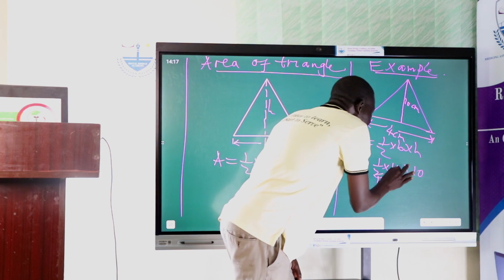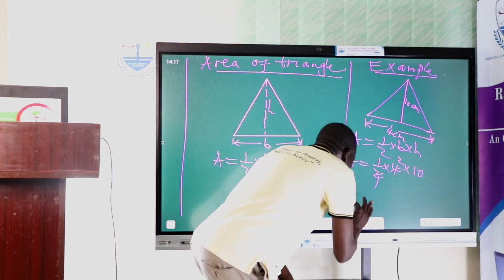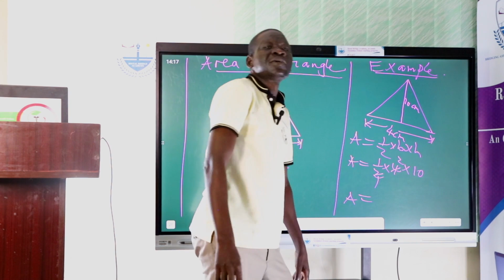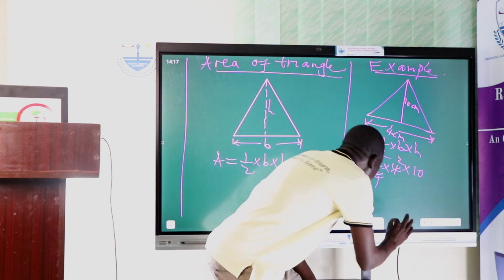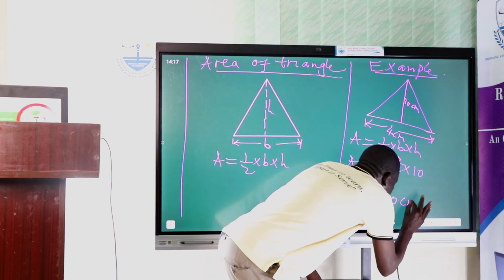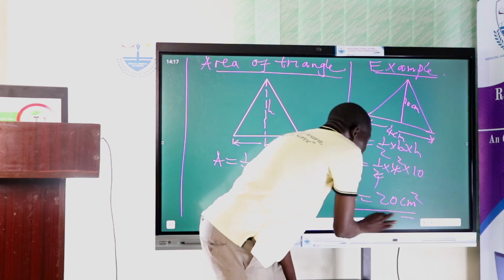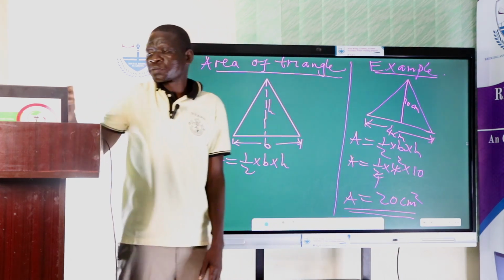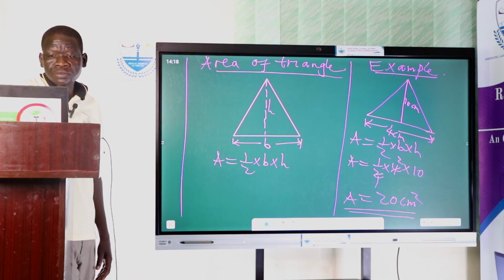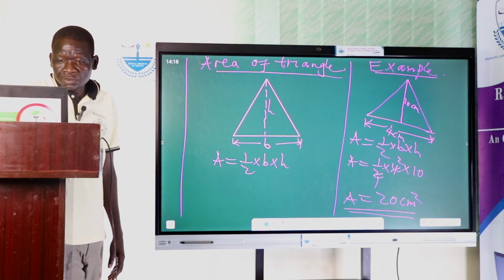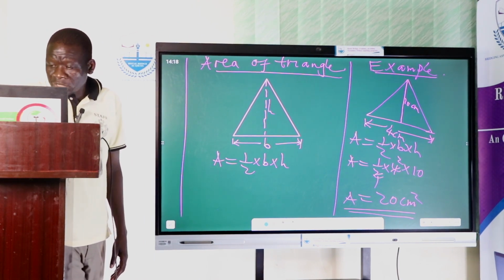Four by 2, we get 2. So that area will now give us 2 times 10, giving us 20 centimeters square. That will be the area of that triangle. We can continue.